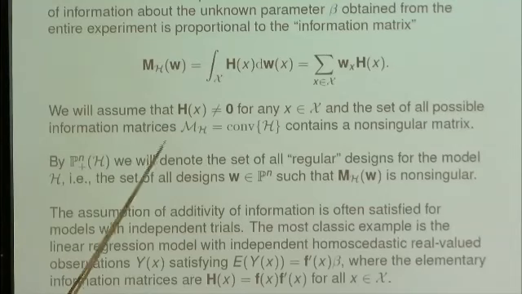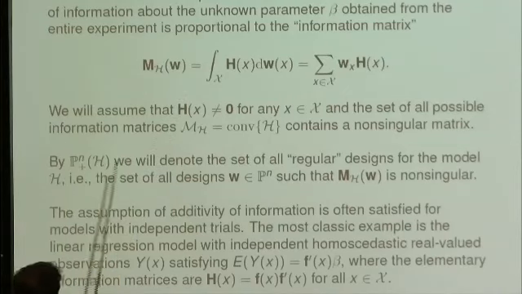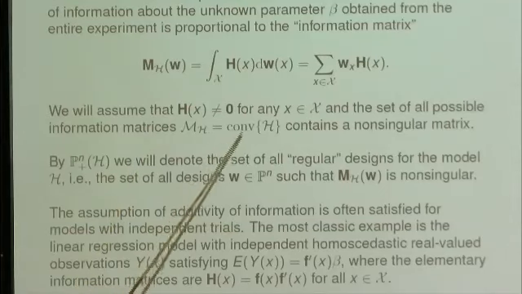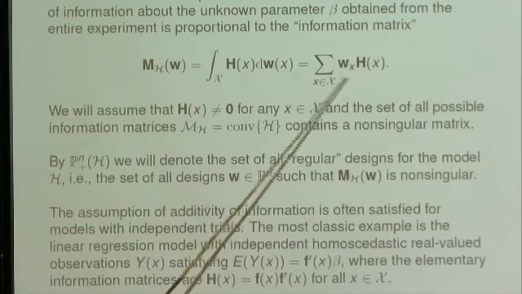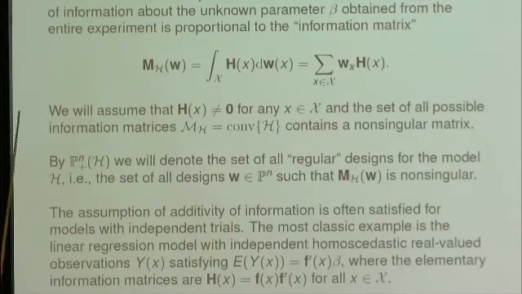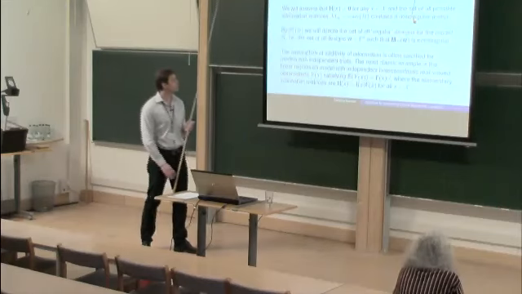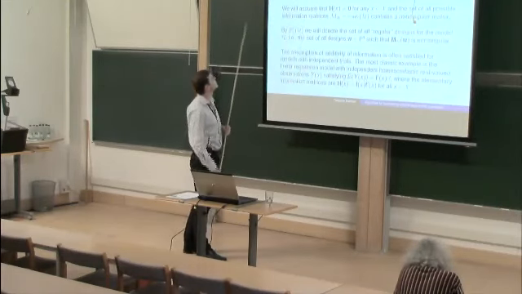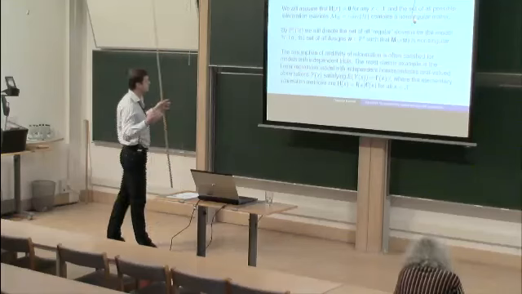We will assume that all these elementary information matrices are non-zero, and we will also assume for this talk that the convex hull of all these information matrices contains a non-singular matrix, so that there is at least one non-singular information matrix of the entire experiment.